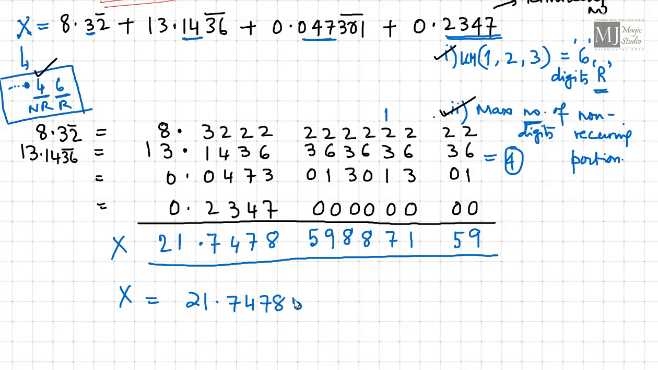21.7478 with recurring of 598871. We will write bar on 598871. Later also you can see you are getting 59 again. Even if you write further recurring digits, you will keep on getting 598871. I hope this is clear with all, and yes, they can ask us questions based on this.